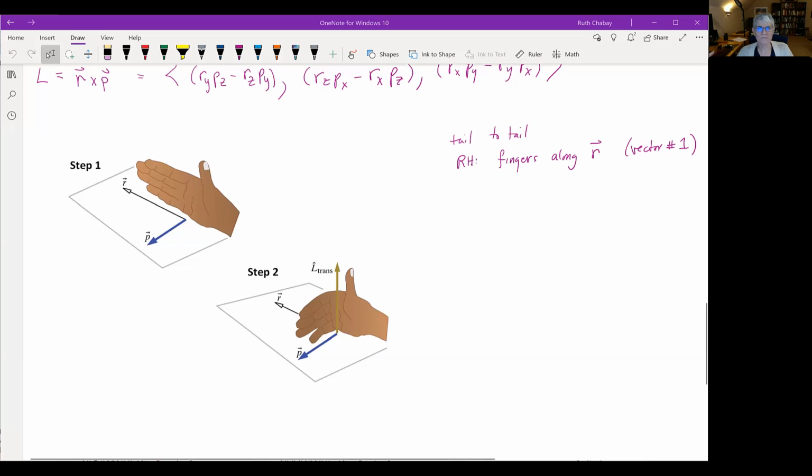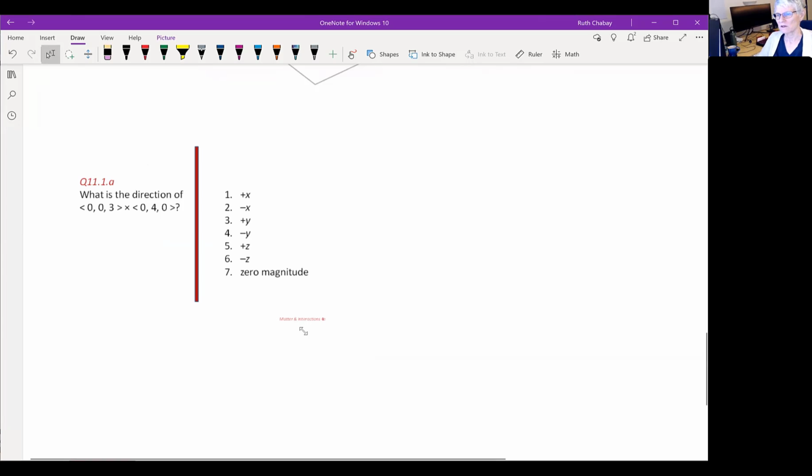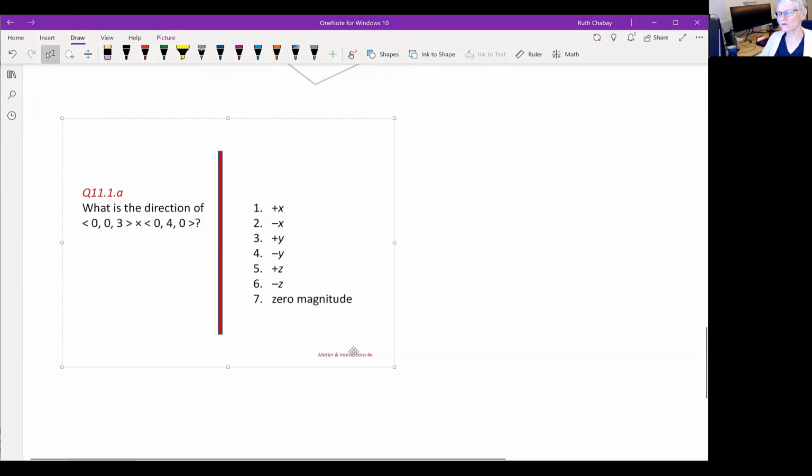So let us practice a little more. We're going to do a lot of practicing today on this because it's actually really important. Again, anything we spend this much time on is actually important. Here's a question. What is the direction of the cross product 003 cross 040?